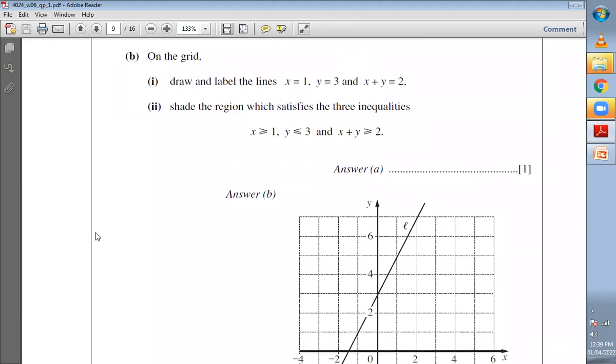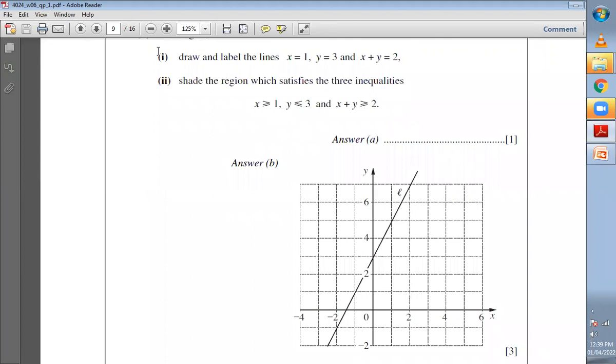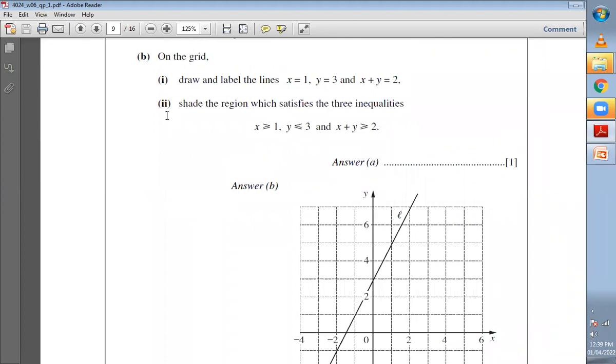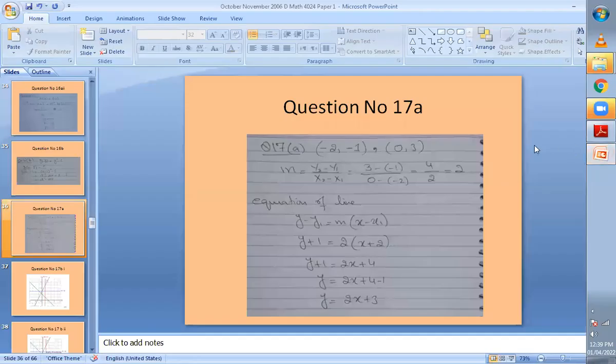Then the question is on the grid. Let me reduce the size a little bit. So on the grid, just the B part of that question number 17. It says on the grid, draw and label the lines x equals 1, y equals 3, and x plus y equals 2. So it's very simple. You just have to draw these lines. Let me show you.